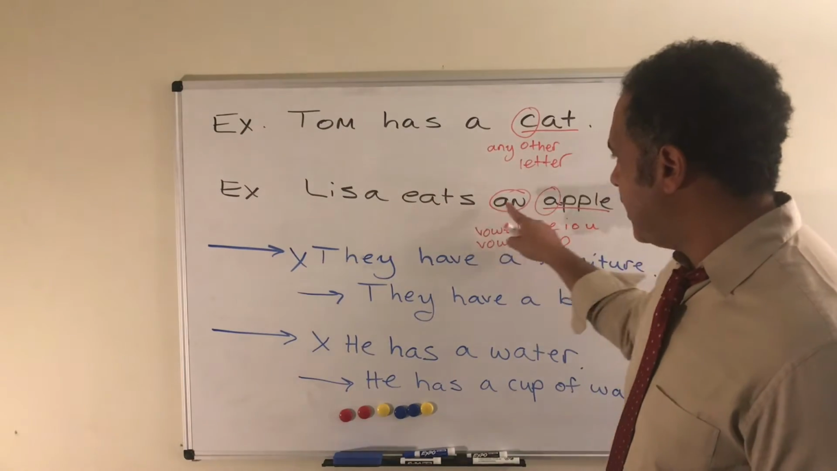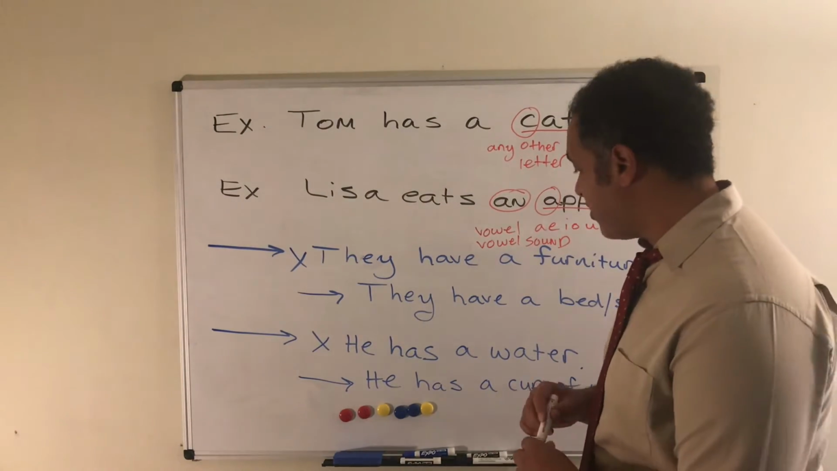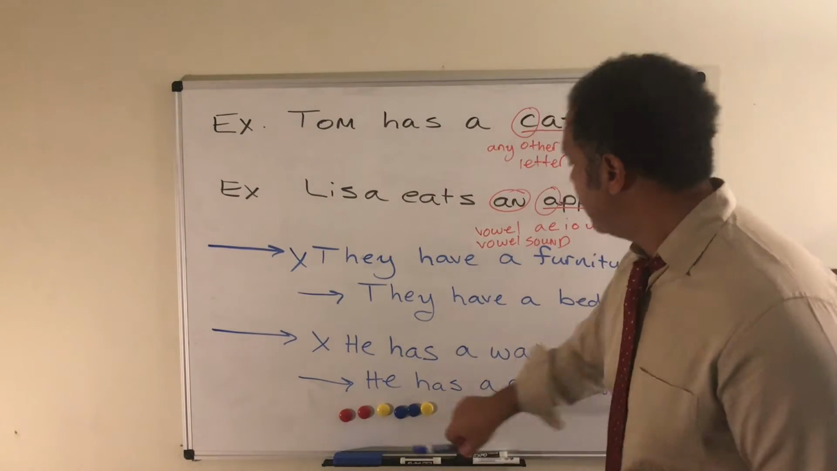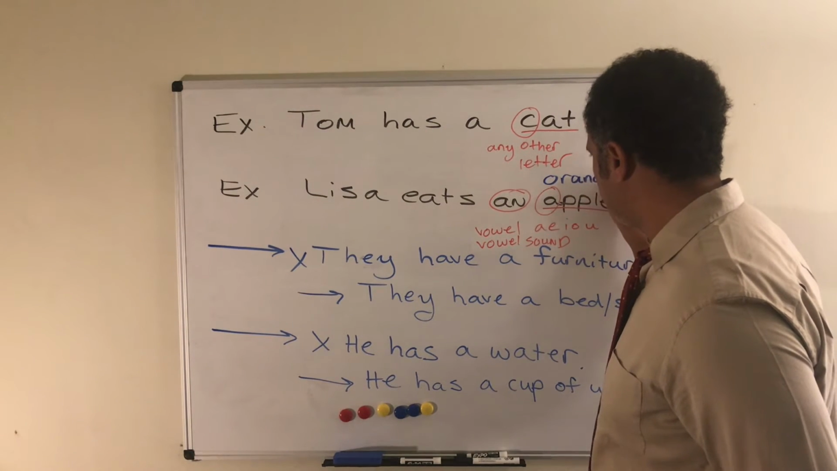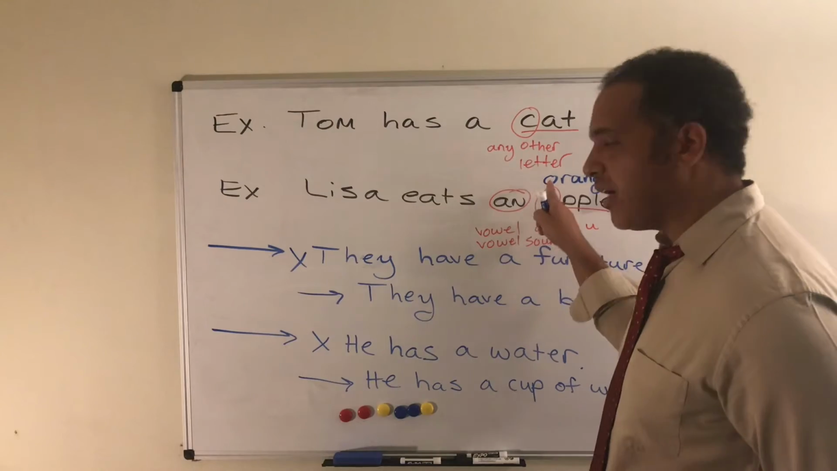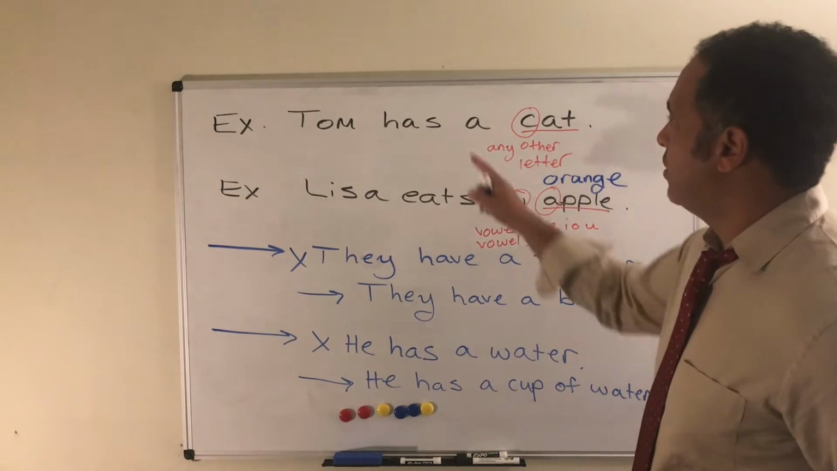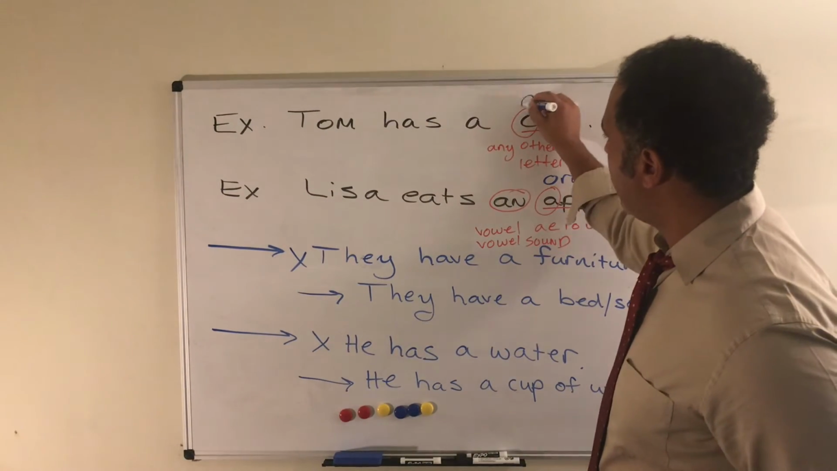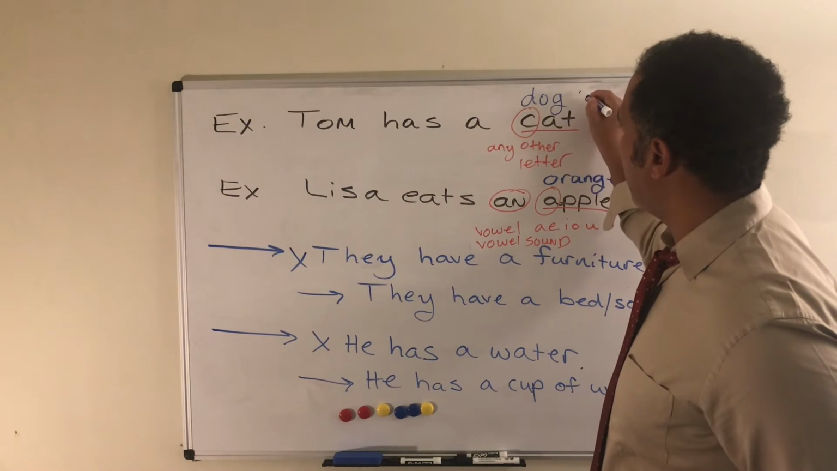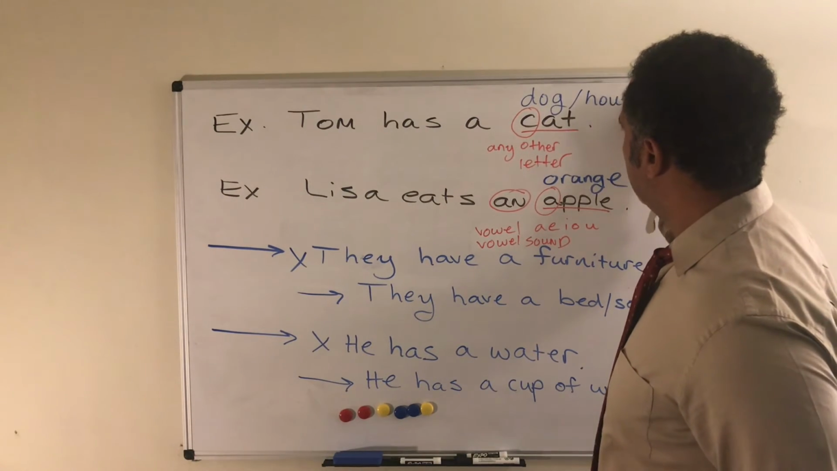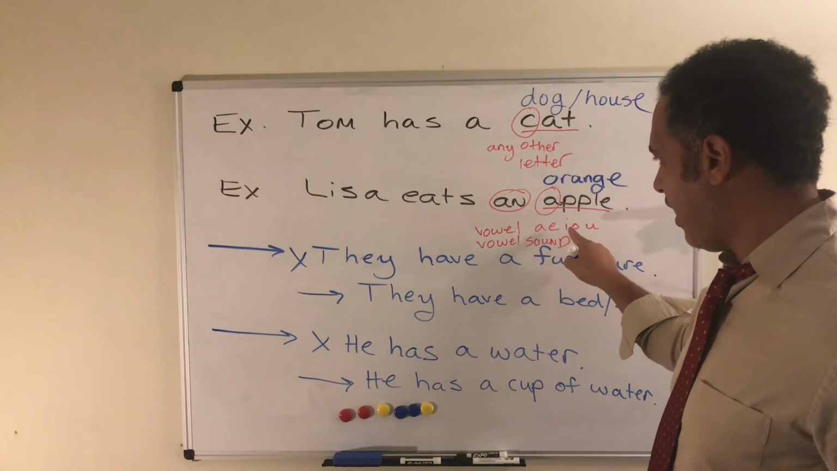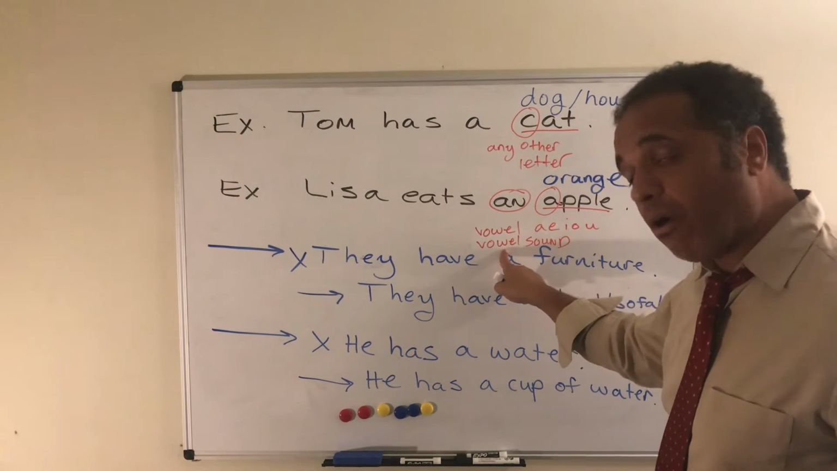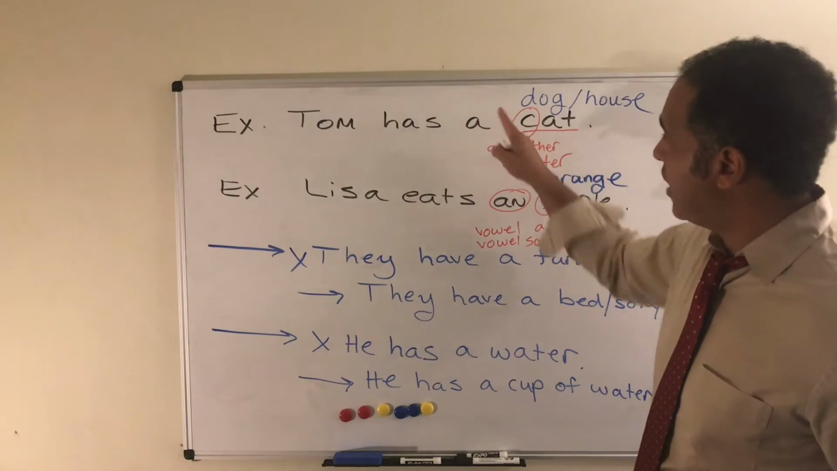So, Lisa eats an apple. I could say, if you want, Lisa eats an orange. Okay, because it is a vowel sound. Tom has a cat. Tom has a dog. Tom has a house. If it's not a vowel, if it's not A, E, I, O, U, or a vowel sound, then we use a.